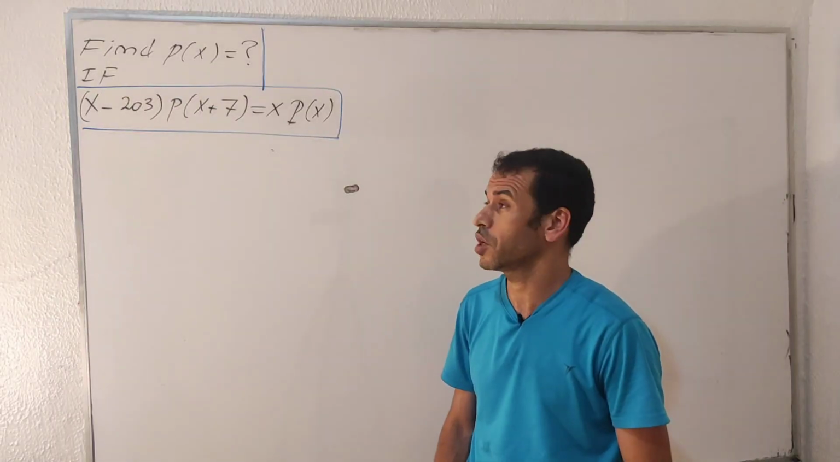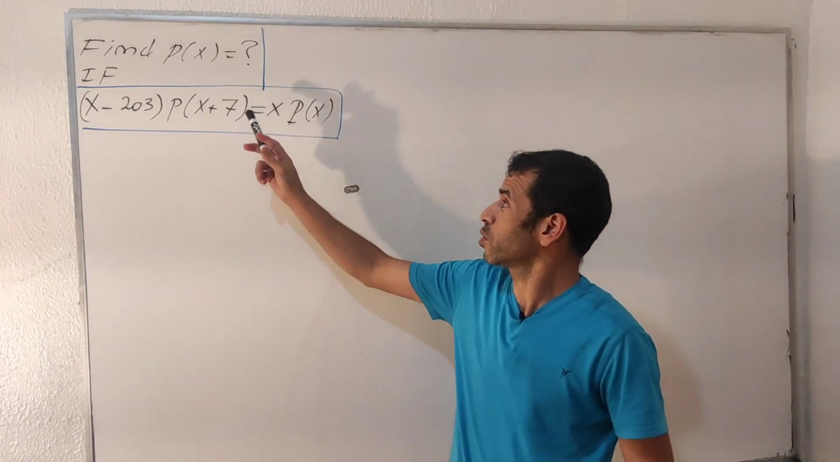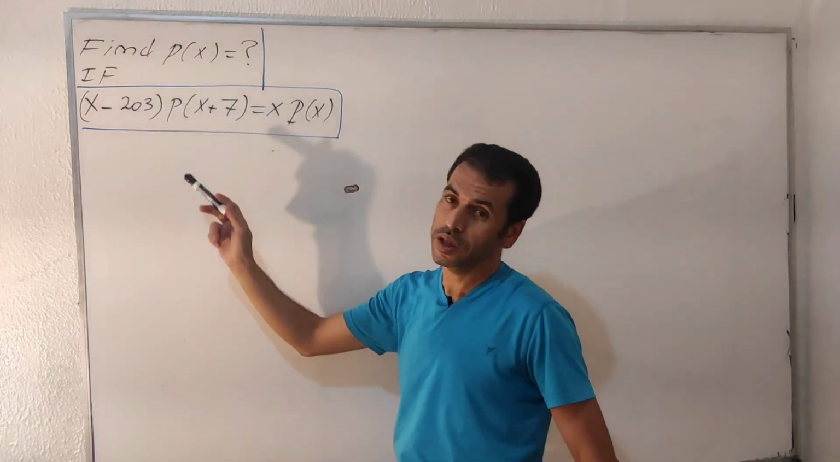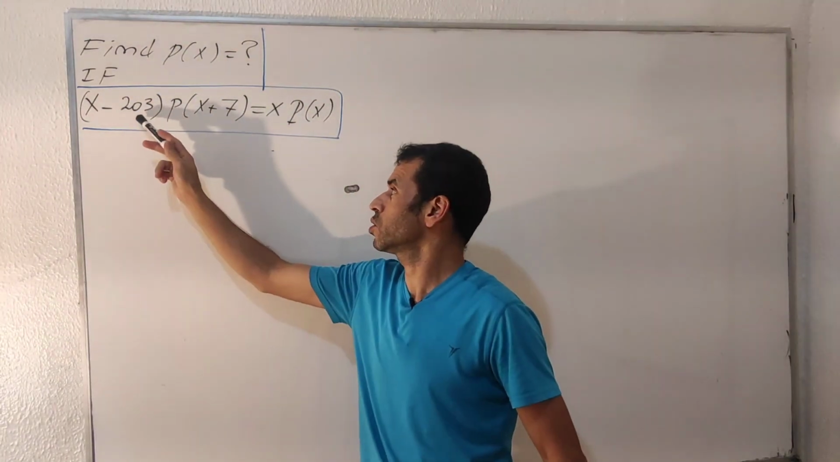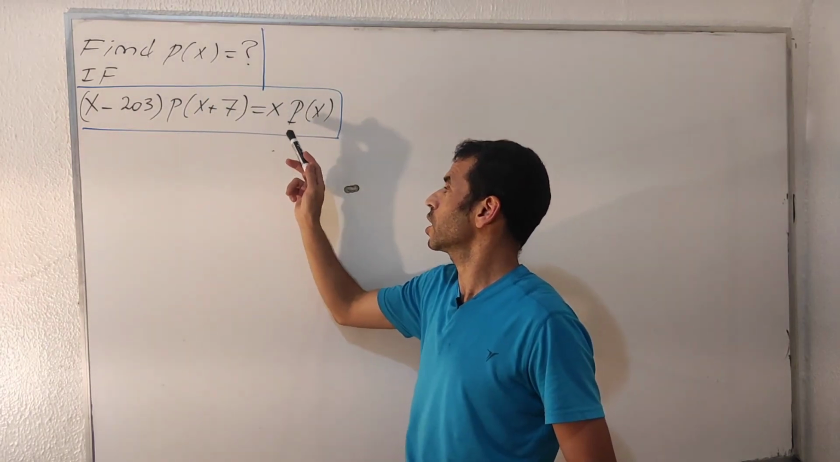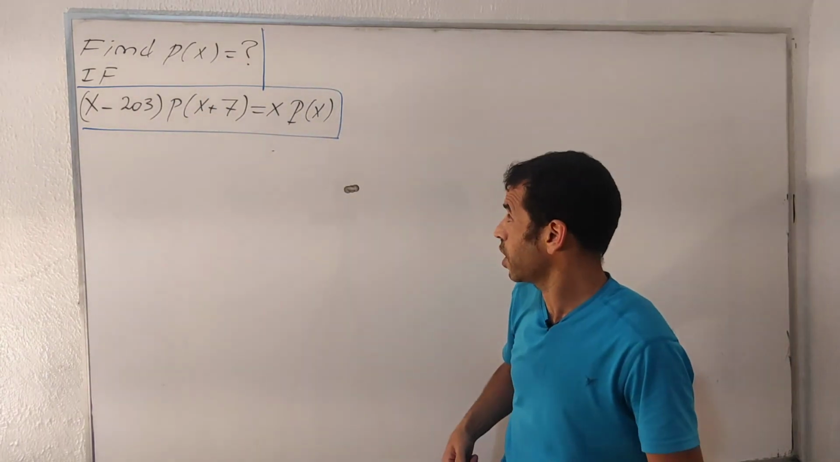This video here is a nice and interesting problem. Here is the following setup. Find p of x if we have this condition. We have (x − 203) multiplied by p of (x + 7) equals x multiplied by p of x. Okay?